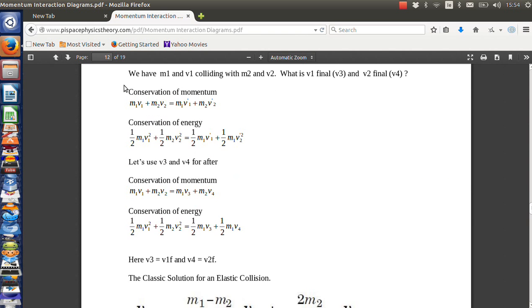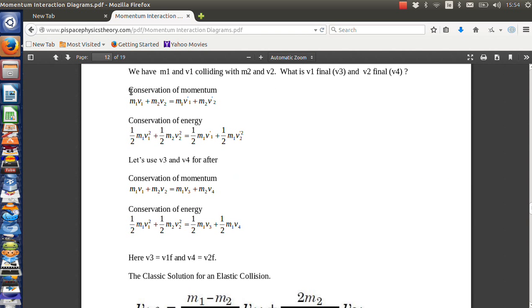You have the conservation of momentum here, and you have the conservation of energy, and then what you do is you have the before velocity and the after velocity, and the before energy and the after energy, which matches the velocities in this case change. In this case, I've modeled them as v1, v2 before, and v3 and v4 after.